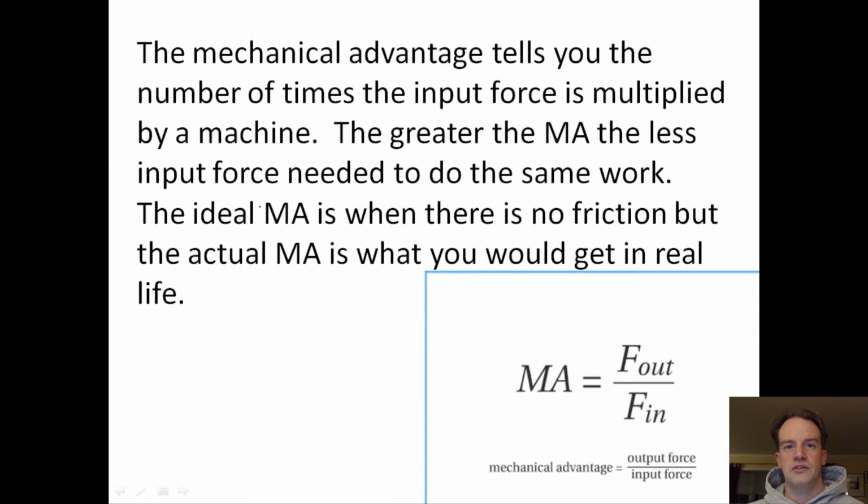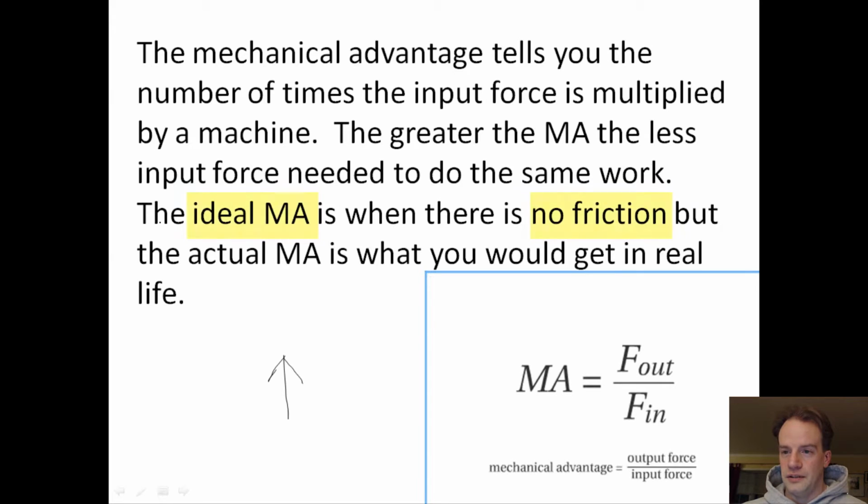But what exactly is mechanical advantage? Well, a mechanical advantage tells you the number of times that input force is multiplied by a machine. So the greater the mechanical advantage, the less input force that is needed to do the same amount of work. So if we want to get something to be lifted up a certain distance from the ground, we would need to exert some force and move it some distance. But that amount of force could be less if we use a machine.